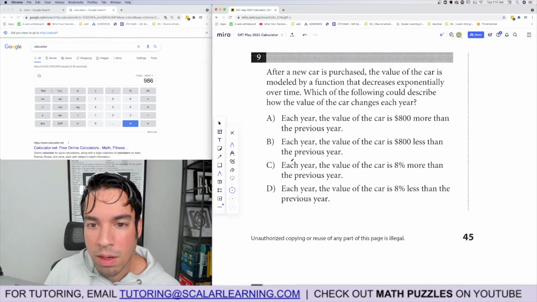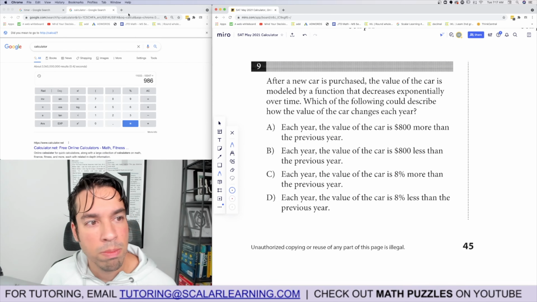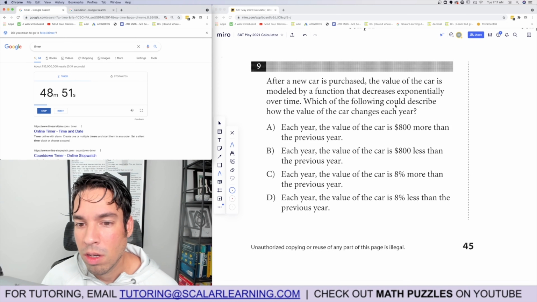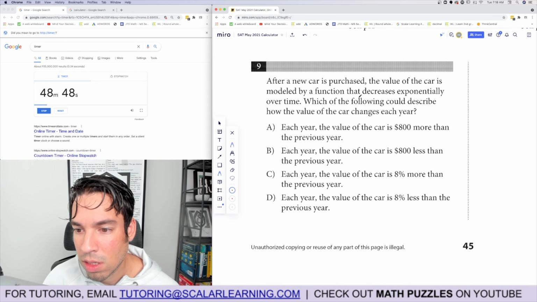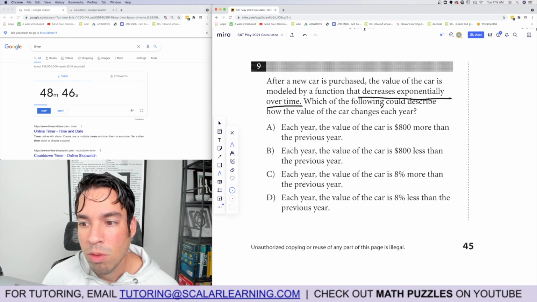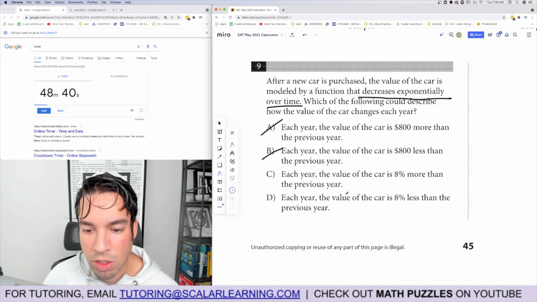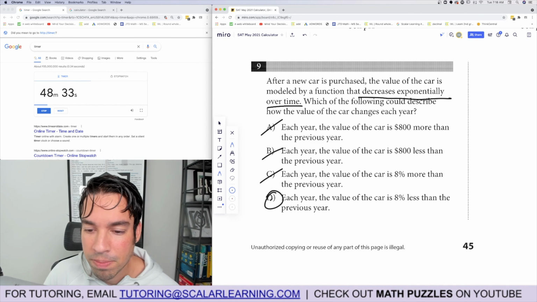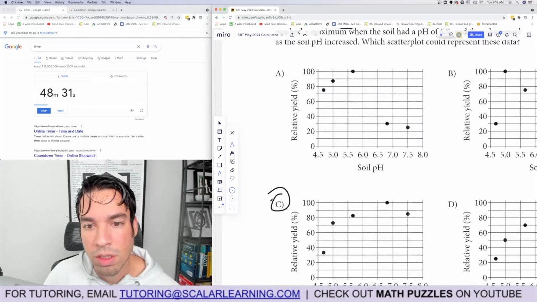Next is 9. After a new car is purchased, the value of the car is modeled as a function that decreases exponentially over time. Which line could describe how the value of the car changes each year? Each year, the value of the car is 800 more. Nope. First of all, it's decrease. Nope, that's linear. Each year the value is 8% more than the previous year. That's exponential, but that's increasing. Done.